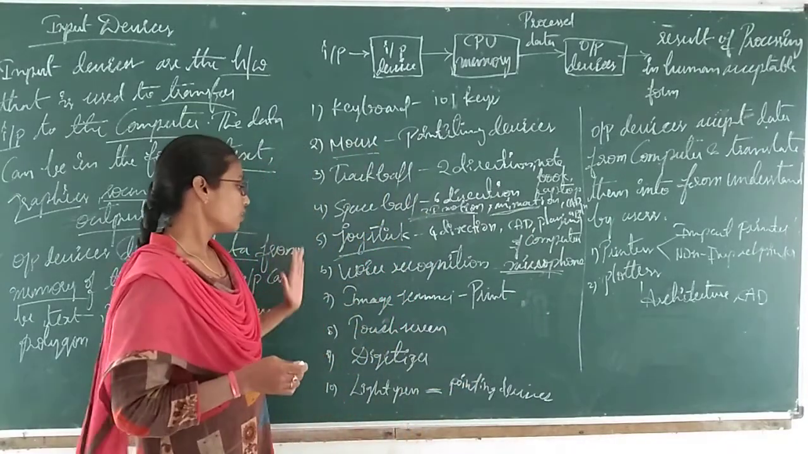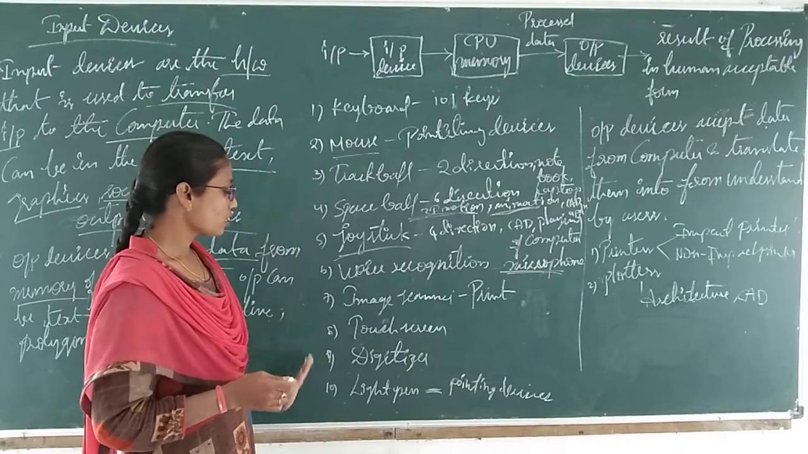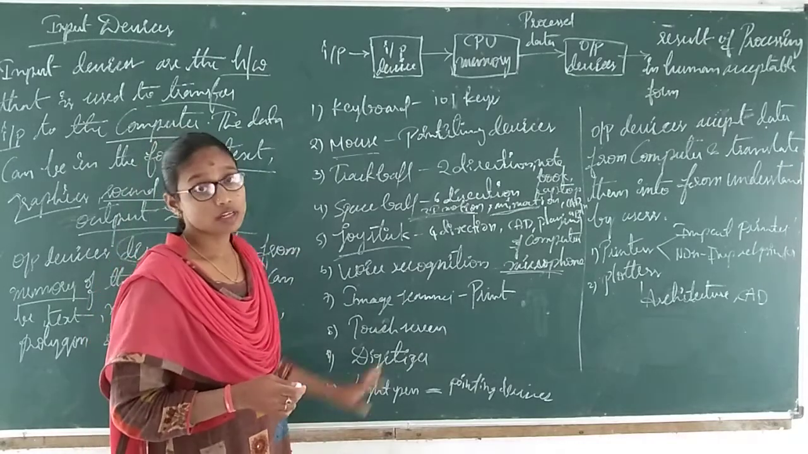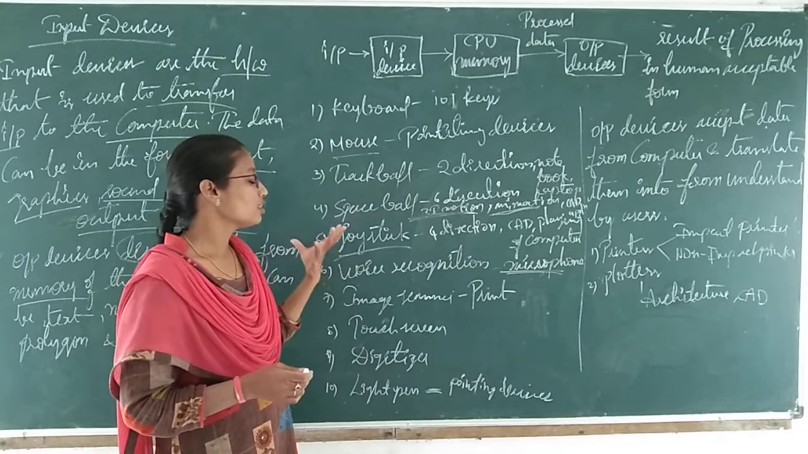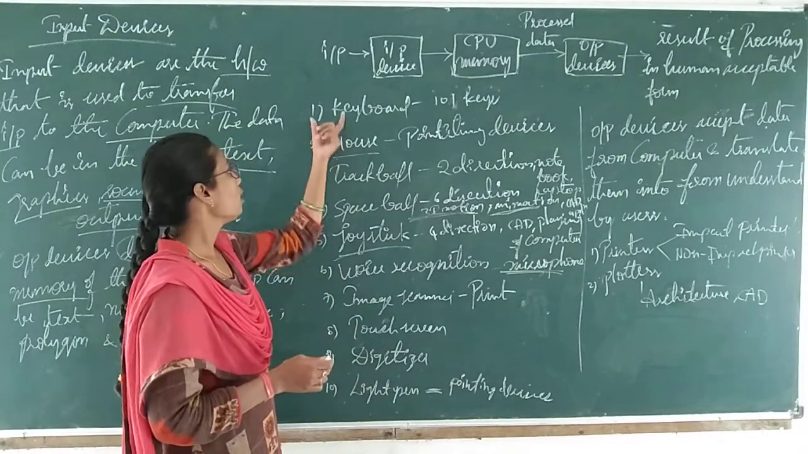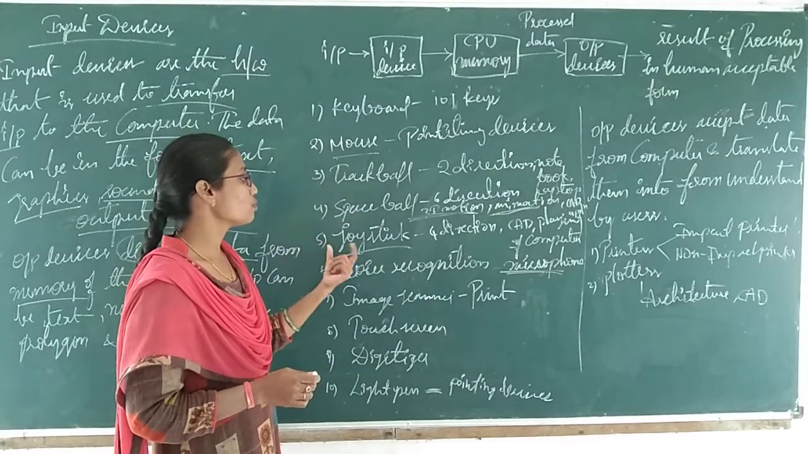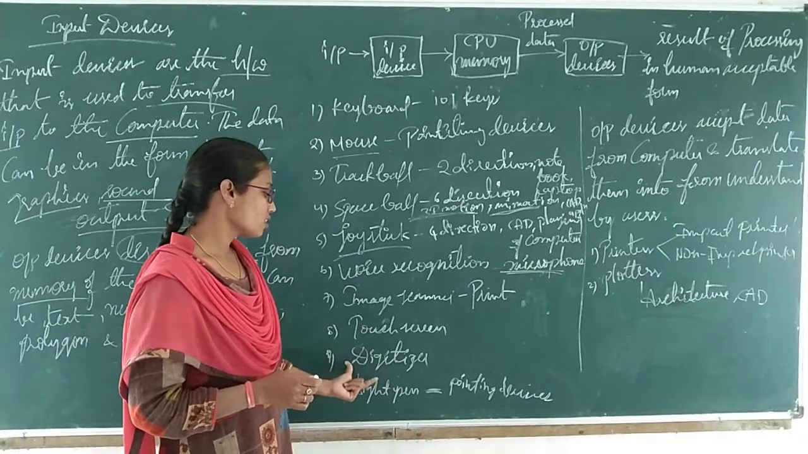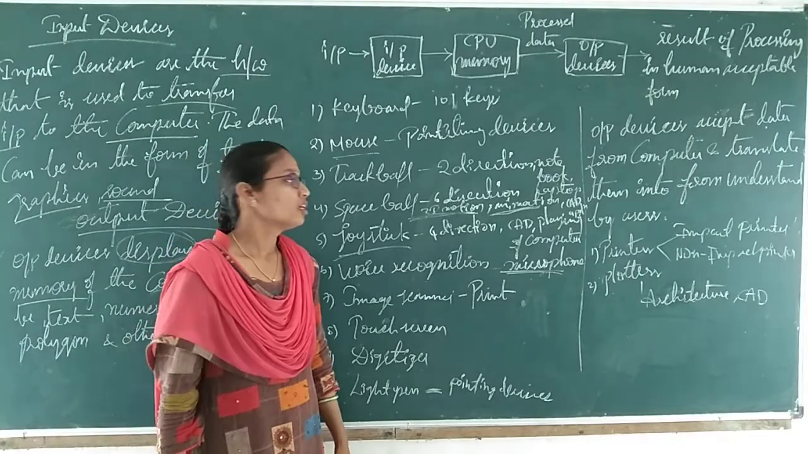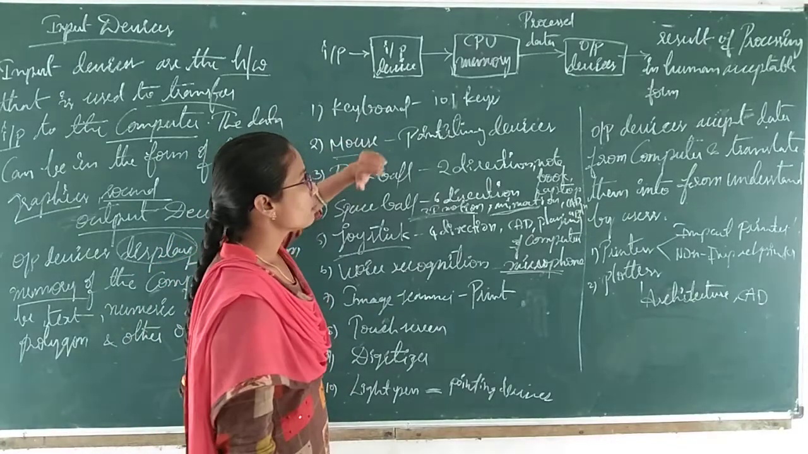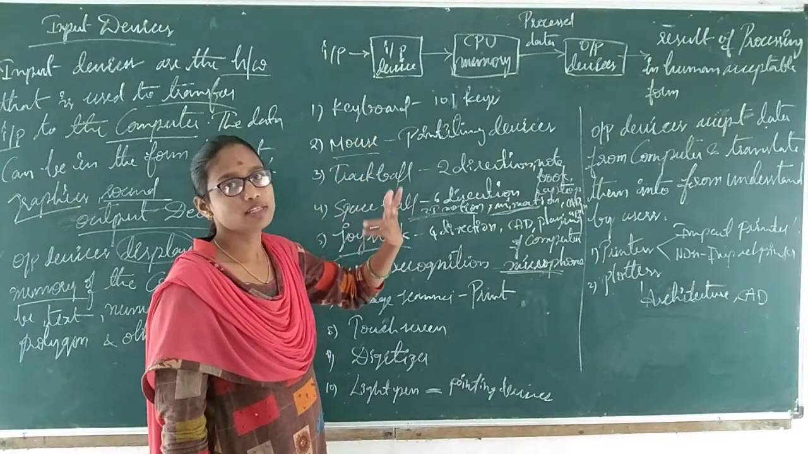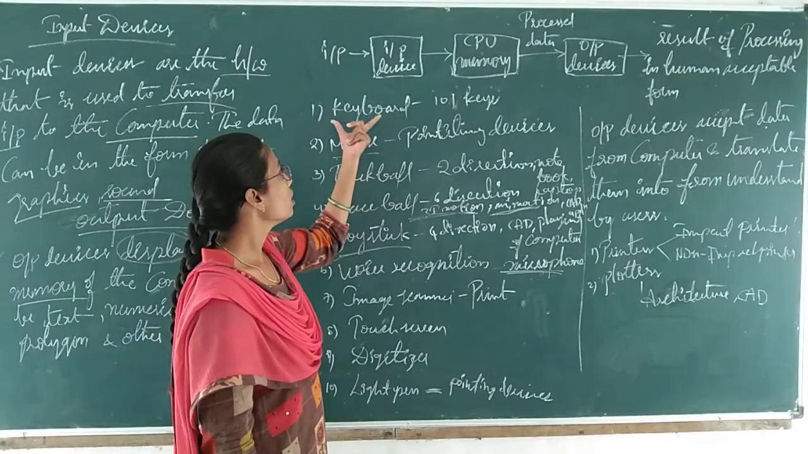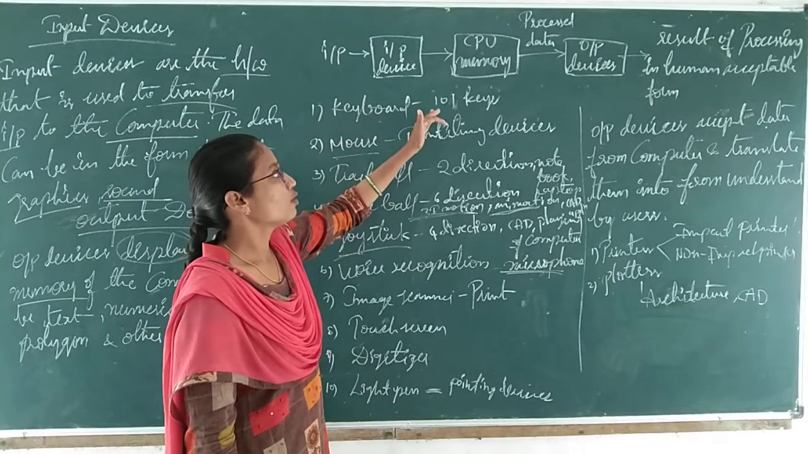And here we are having some input devices: keyboard, mouse, trackball, spacebar, joystick, voice recognition, image scanner, touch screen, digitizer, light pen. First one is keyboard. We are already seeing this keyboard. Keyboard is having 101 keys.